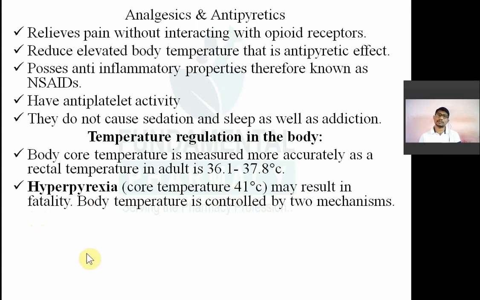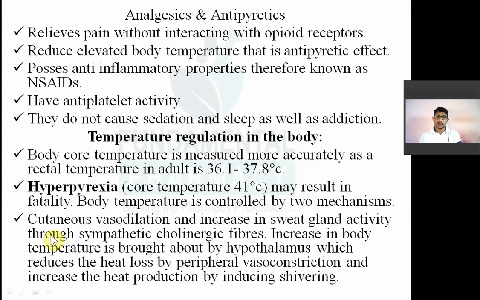Now, body temperature is controlled by two mechanisms. What are these two mechanisms? First, cutaneous vasodilation and increase in the sweat gland activity. If your body temperature is increased, your body has different kinds of receptors like chemoreceptors. Those will send a message to the hypothalamus. There is one center in the hypothalamus known as the temperature regulating center, and whatever may be the response, either the temperature is decreased or increased, that signal will be sent to your hypothalamus.